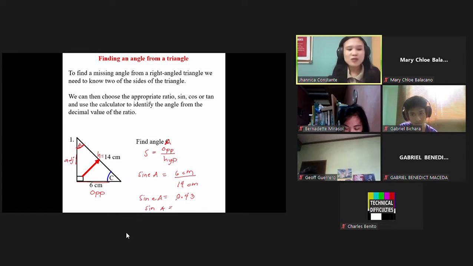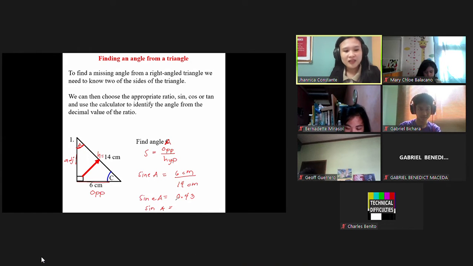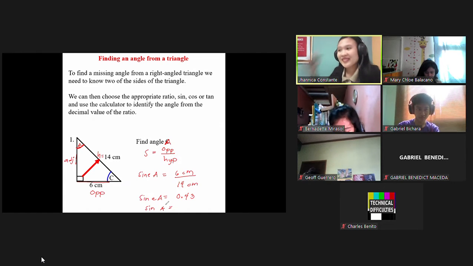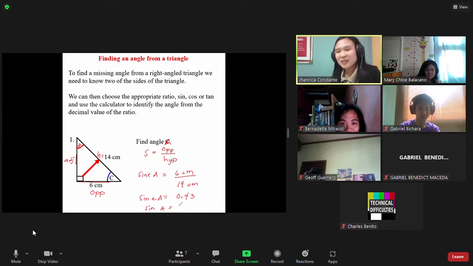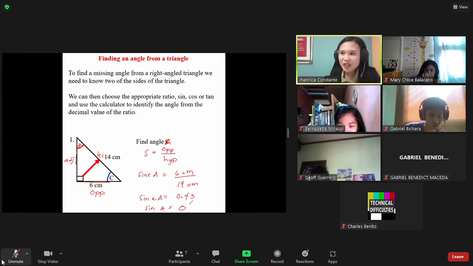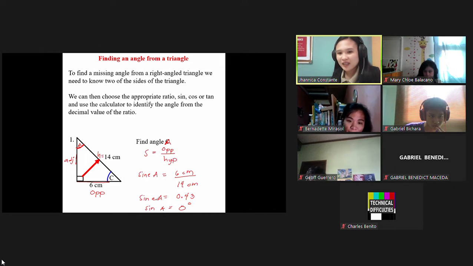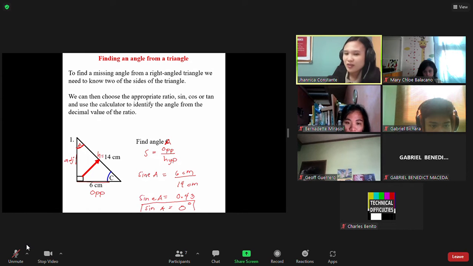So sine A has a degree measurement of ilang degree? Yeah, the middle one. So you have 0 degrees for sine A. It has a measurement of hypotenuse 14 centimeter and an opposite side which is 6 centimeter. So we have 0 degrees for sine A.